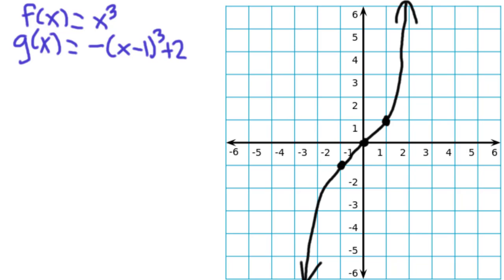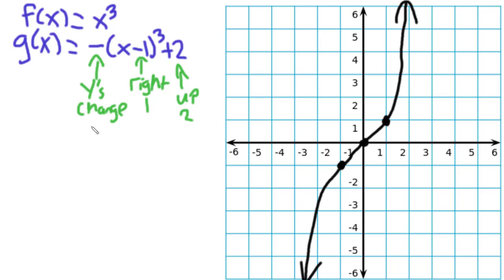But let's look at my transform graph. So the transform graph is going to be moved to the right 1. So this tells us we're going to be moving to the right 1. And this tells me I'm going to be moved up 2. And the negative in front, this time it is going to actually do something because it's not just an even function that soaks up the negative on the inside. So the negative, in this case, is going to be affecting my y's. So all of my y's will change. All my y's will change signs.